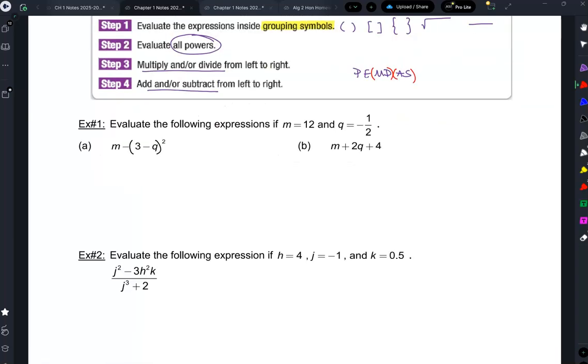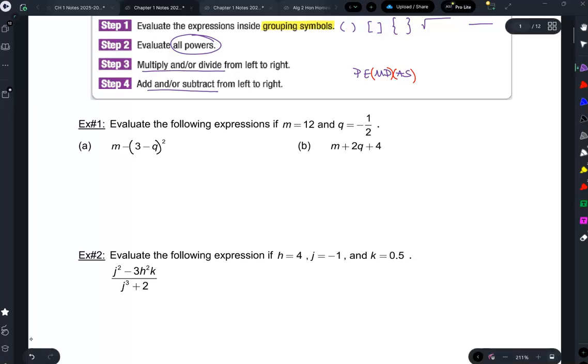All right, so let's take a look at this one. Here we have an expression. We have M equals 12, Q equals negative a half. I'm going to give you about 30 seconds to do A and B and then stop. We're not going to change anything to a decimal. Go.